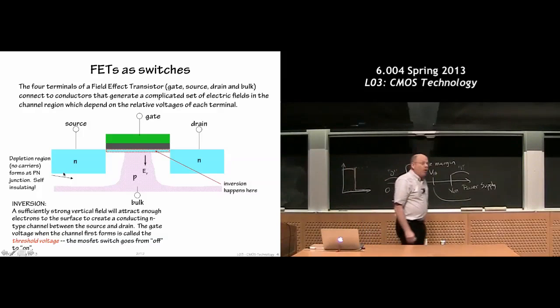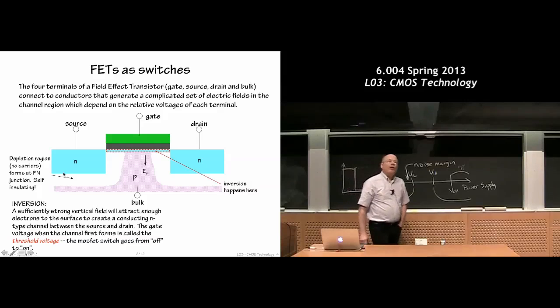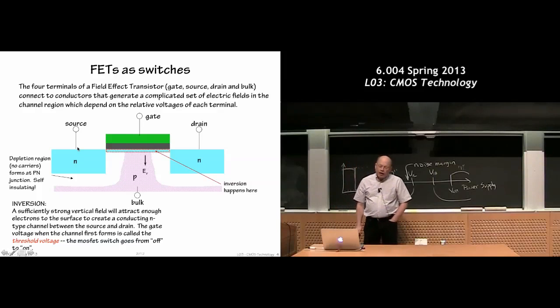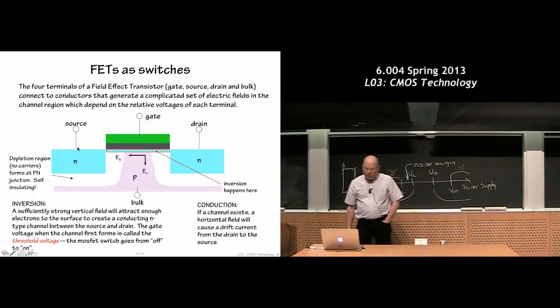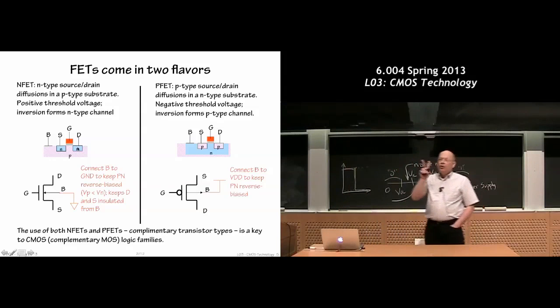Now, it's all sort of complicated. If you take 6012, you can learn all about work functions and Fermi levels and how solid-state physics works. But for us, just think of it as a voltage-controlled switch. For this type of device, if I put a big enough positive charge on this gate, I will make a conducting region between the source and the drain. Now, it turns out that FETs come in two flavors.